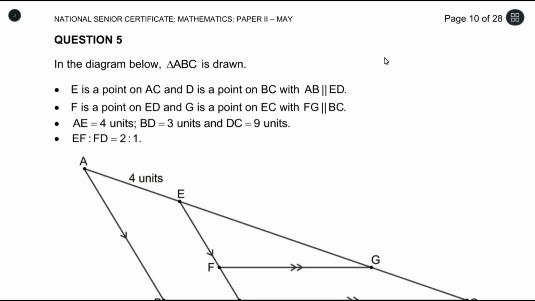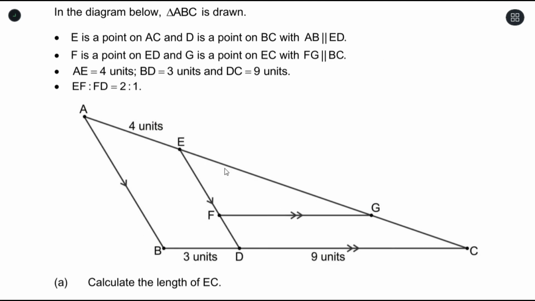Diagram below, triangle ABC is drawn. E is a point on AC and D is a point on BC, with AB parallel to ED, right? So we are saying that this line AB is parallel to ED. We're also told that F is a point on ED and G is a point on EC such that FG is parallel to BC. Now, AE is 4 units.